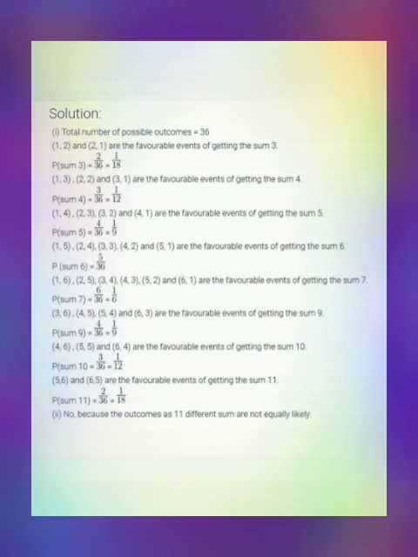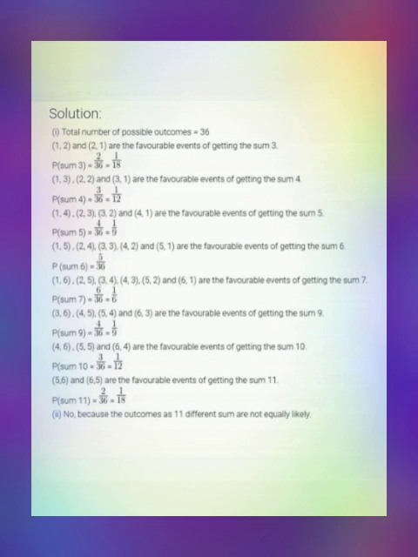Now let us move on to find out how many favorable outcomes are there for the sum 9. That is 5, 4, 4, 5, 3, 6 and 6, 3. So if you add up these two numbers, you are getting the sum 9. So the probability of getting sum 9 equal to 4 by 36. 4 by 36, you can simplify and you can obtain 1 by 9.